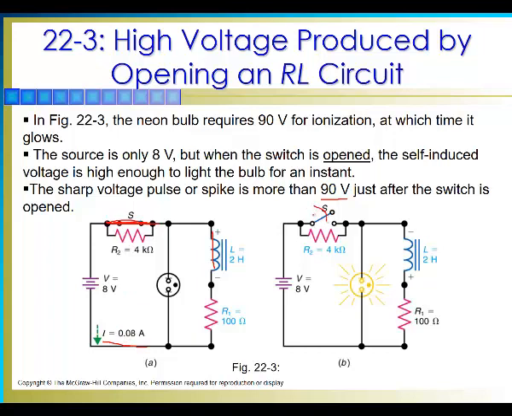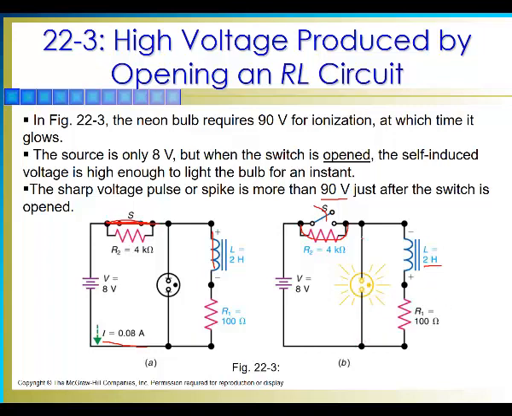If this switch is open, now no current goes through here, so the current has to go through this resistor. This resistor has a value of 4,000 ohms. Okay, so now we have a resistance of 4,000 plus 100. That will be 4,100 ohms resistance. And the inductor has an inductance of 2 henries.